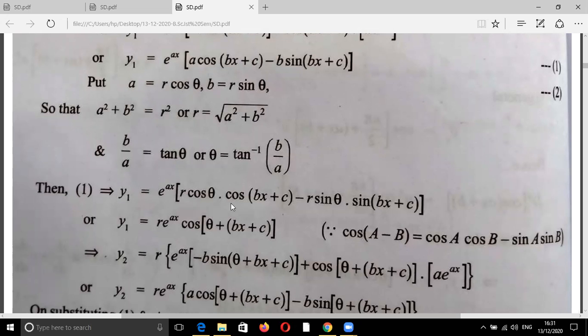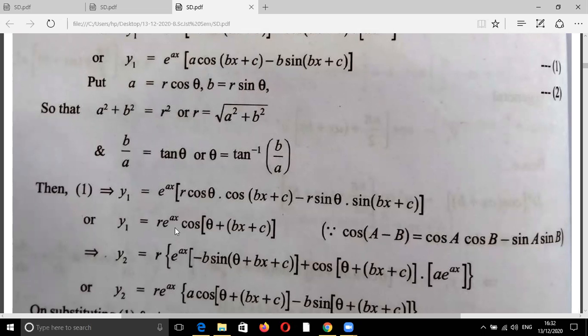Okay, now here you can take r as common and you can write r e to the power ax into cos(theta plus bx plus c). Why you are writing this: you see the previous one is the sin(a plus b) formula, but here you got the cos(a minus b) formula. Of course, here a is equal to theta, b is equal to bx plus c. And you can apply the same, cos(a minus b) equal to cos a into cos b minus sin a into sin b. In the previous case sin(a plus b) was taken, but here you get the cos(a minus b) compound angle formula. Okay, now here you see y1.